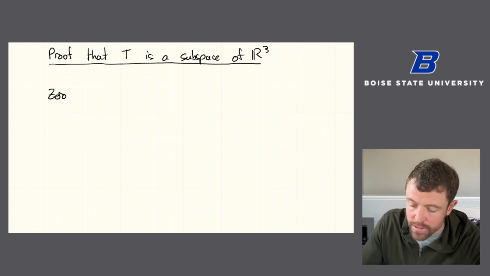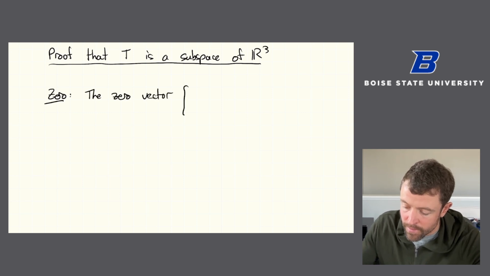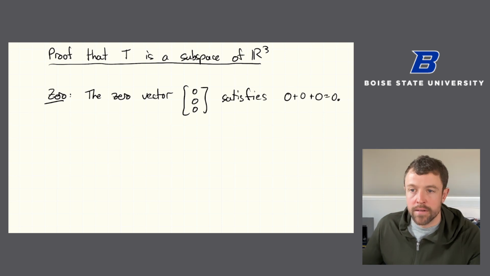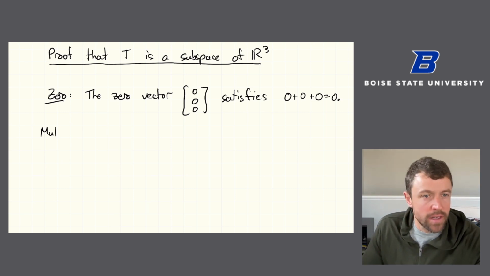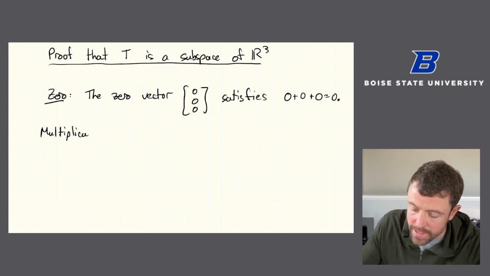So first I have to address 0. So the 0 vector, 0, 0, 0, satisfies the defining condition. So 0 is in the set. I don't know why I wrote this. I think in my proof justification I said to do addition before multiplication, but it doesn't matter. I'm going to stay in the same order as we did the experimentation with.